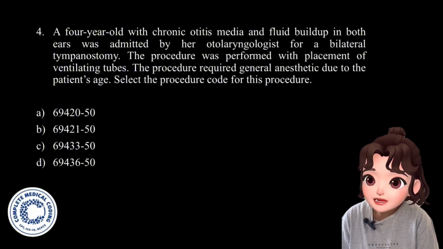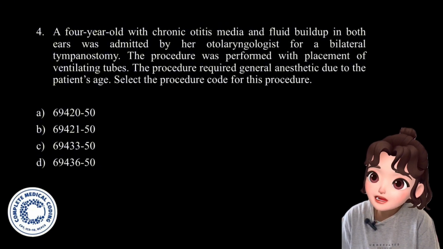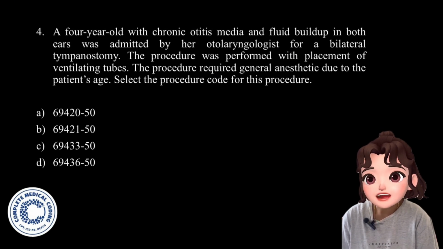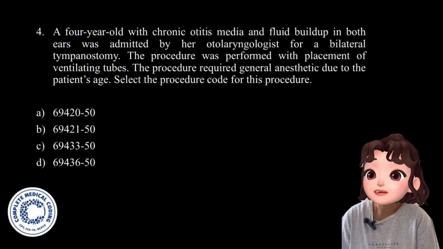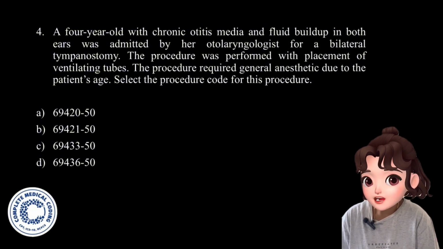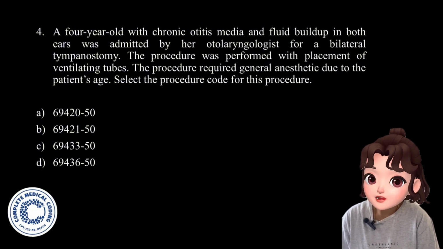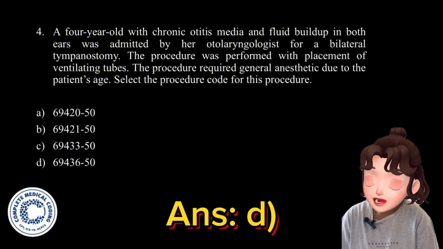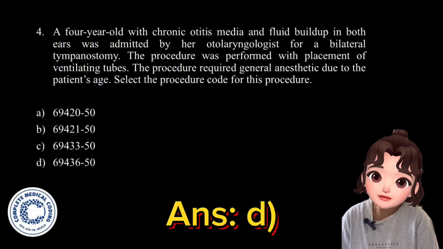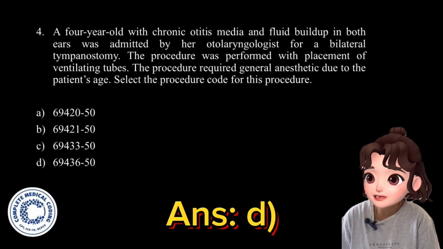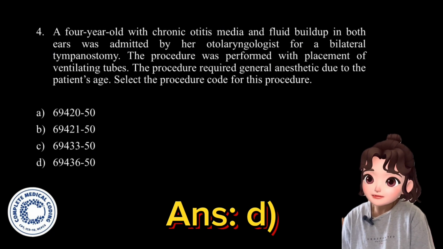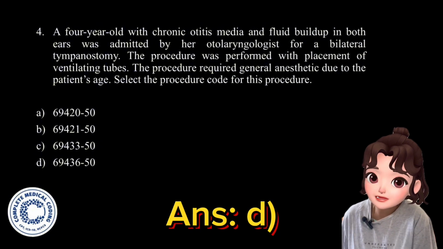So the codes 69433 and 69436 both are for tympanostomy, but 69433 is only local anesthesia, while 69436 is general anesthesia, because the patient is 4 years old and general anesthesia is mentioned. So the correct answer is option D, 69436, tympanostomy with insertion of ventilating tube, general anesthesia. And down below it's mentioned that for a bilateral procedure, you have to report it with modifier 50. Yes, this is a bilateral procedure. Both ears are mentioned. So you have to append it with modifier 50, which makes the answer option D. Okay.